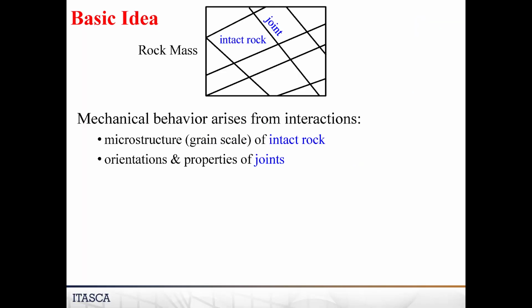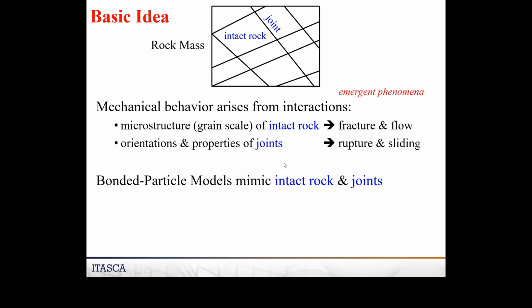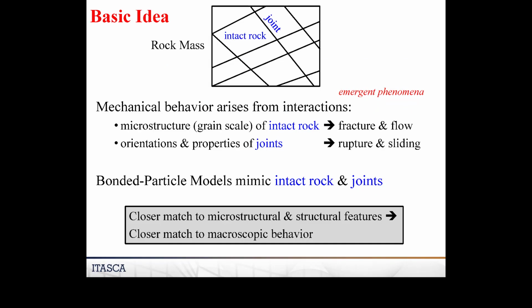So what's the basic idea of a bonded particle model? We will idealize a rock mass as a whole bunch of intact rock that has joints going through it. The overall mechanical behavior of this system arises because you have two things going on. You have the microstructure of the intact rock, and then you have these joints that are overlaid on top of that. So the intact rock can fracture, break apart, and flow, and these joints themselves can begin to rupture and slide. The bonded particle models that we build mimic this system of intact rock and joints.